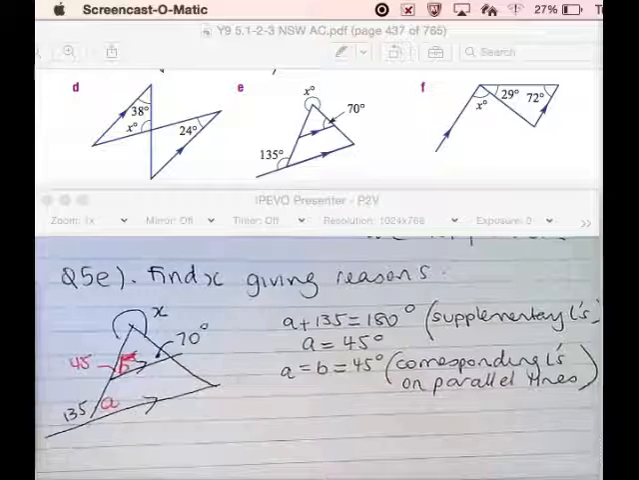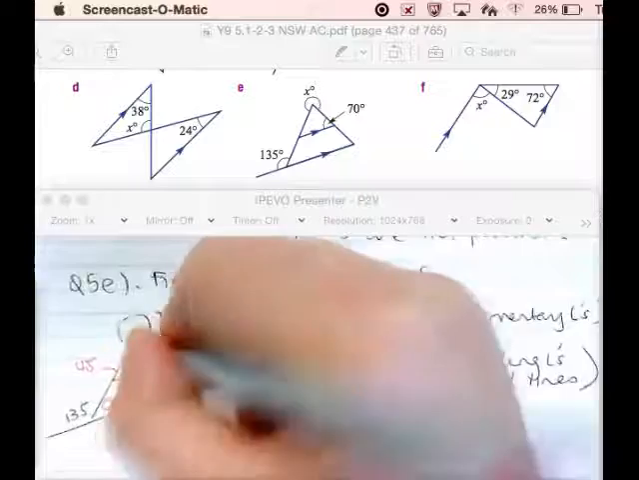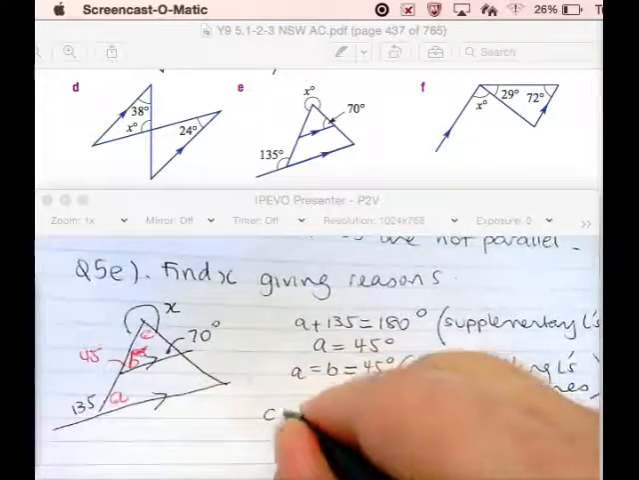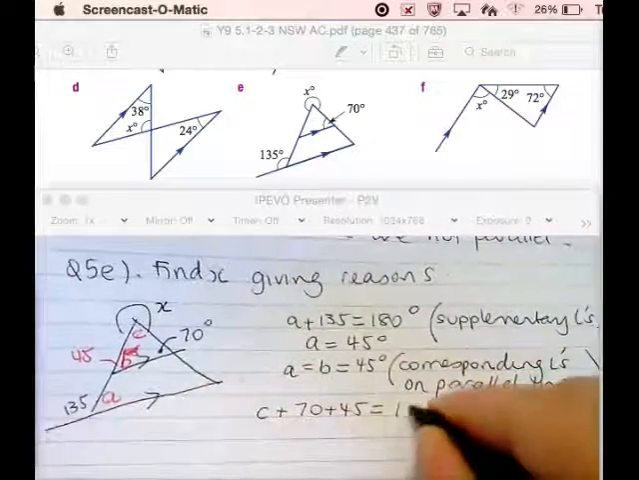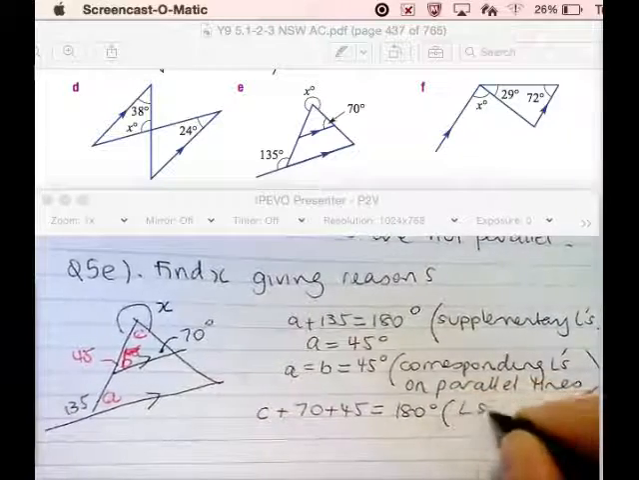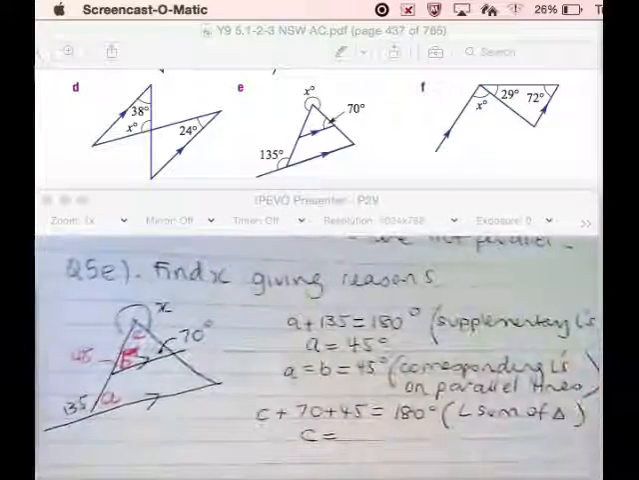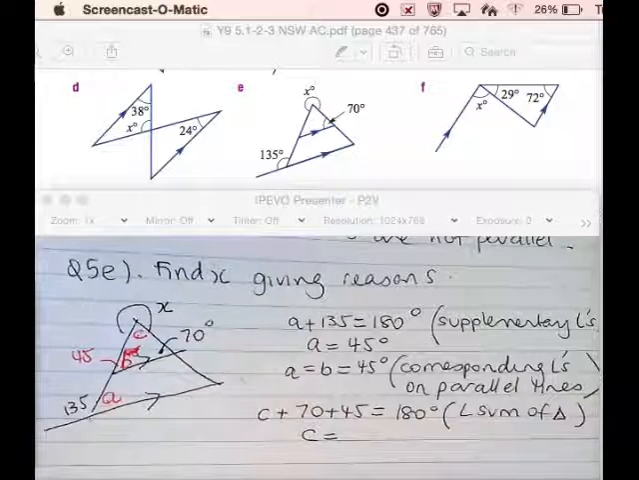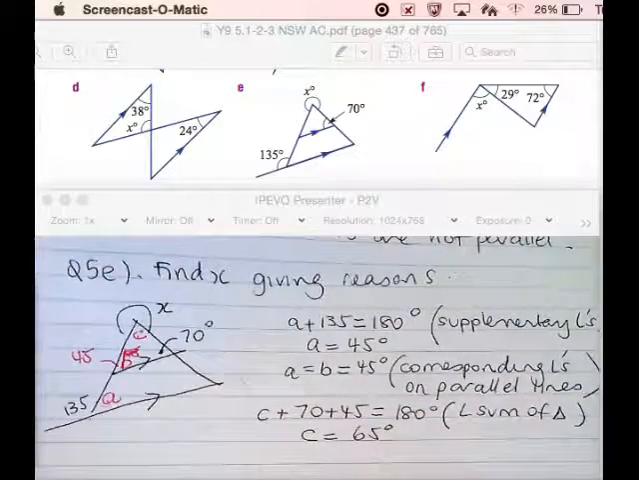What do you think we need to find next? The top one, I'm going to call it c. 70 plus 45. Okay, c. c plus 70 plus 45 is 180. Reason? Angle sum of triangles. So therefore c is, girls, you can just get your calculator out and go 180 minus 70 minus 45. You don't have to show the working. It's okay. It's 65. Good.